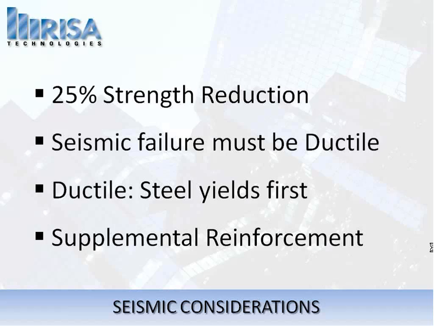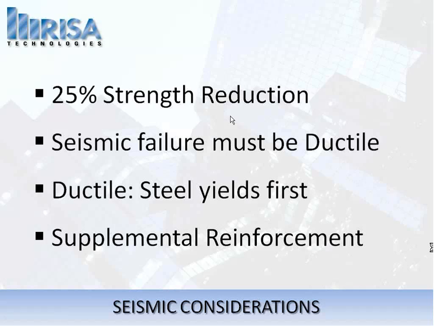So we have controls in the program to be able to set this strength reduction and have it automatically apply to the seismic load combinations. Another thing to consider is that seismic failures with embedded anchor bolts must be ductile. What you need to have here is either a failure of the column prior to the anchor bolts failing, or you need to have it in such a way that there's going to be a steel yielding that occurs during an earthquake as opposed to a cone of concrete breaking out.